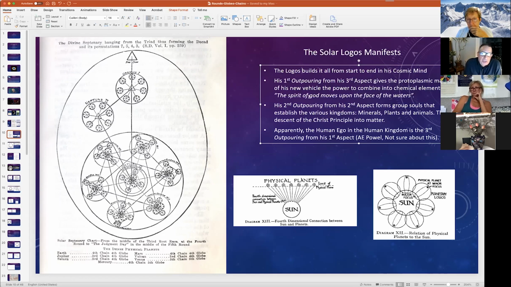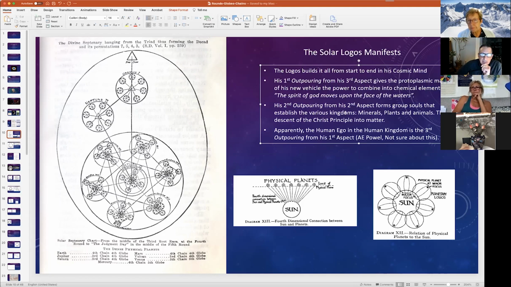And they may be related to the solar systems, although it's not entirely clear, because the first one sounds a little bit like what we hear about the first solar system that attained to intelligence. Or it may be a recapitulation of all three phases in this one, but that was not clear to me. But he says that the first outpouring is from his third aspect, right? His intelligence aspect. And that gives the protoplasmic matter of the new vehicle the power to combine into chemical elements.